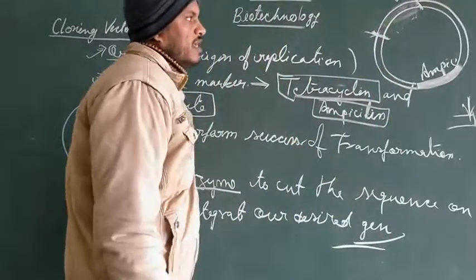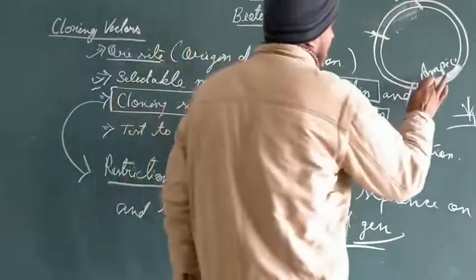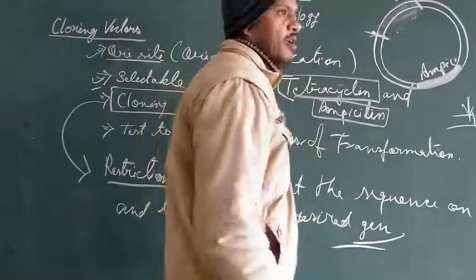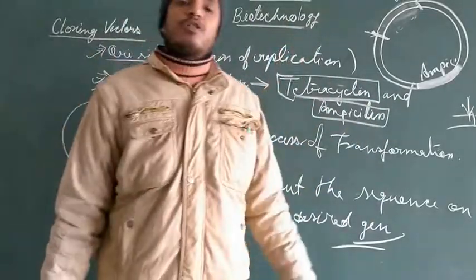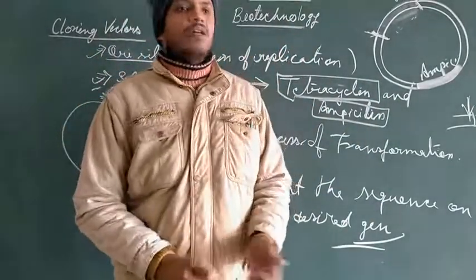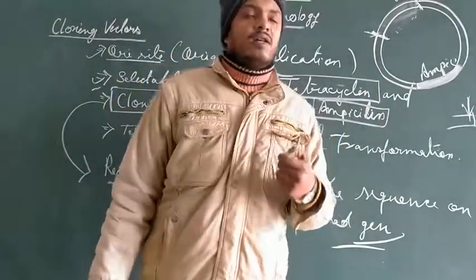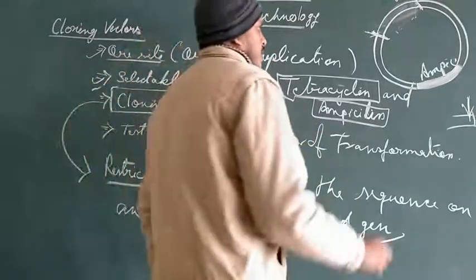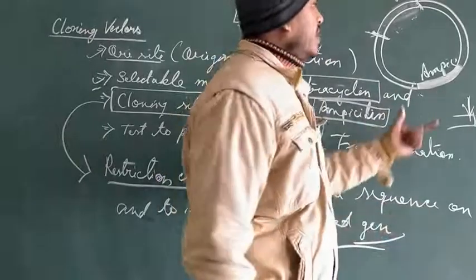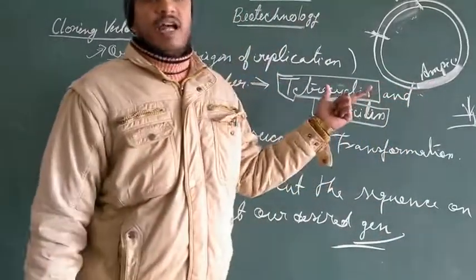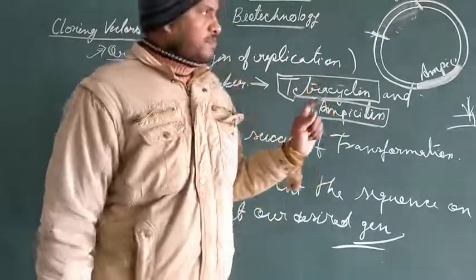Now what change will you see in this plasmid? Naturally this plasmid was having resistance against ampicillin and tetracycline antibiotic, but after treatment with the restriction enzyme, the sequence which is responsible for tetracycline resistance is no more. Instead of that, we are having our desired gene. Now this is actually our recombinant plasmid. We have created our desired plasmid, which needs to be transferred into the host.